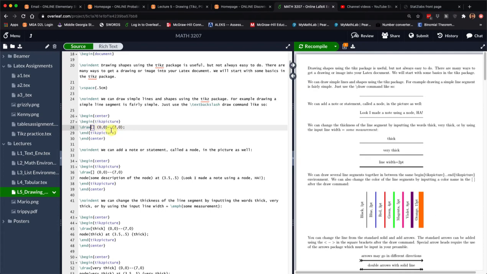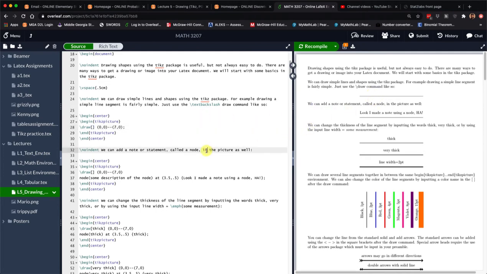To draw a simple line segment, it's just like on a coordinate plane. You have to imagine your TikZ picture is on a piece of graph paper. So if we go from 0, 0 dash dash 7 comma 0 as the coordinates, it draws this first line that you see up here, between the draw command like so and the sentence that begins. We can add another note or statement. So that first line is just that simple line.